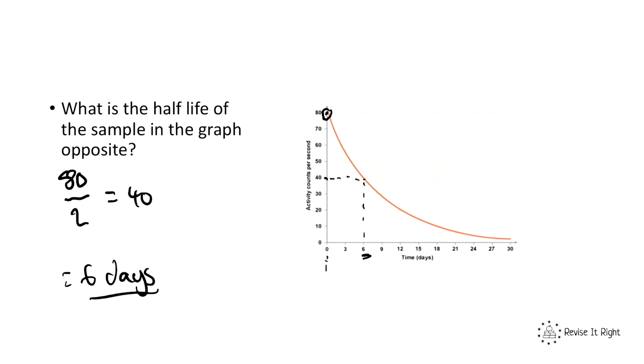And it would work wherever you go along the graph. So if you were to start at 40 and go down to 20, which is a half again, you'd find that it would go to 12. 6 to 12 is still 6 days. So the answer would be the same wherever you go, but it's easier just to start at 0 and go down from half.